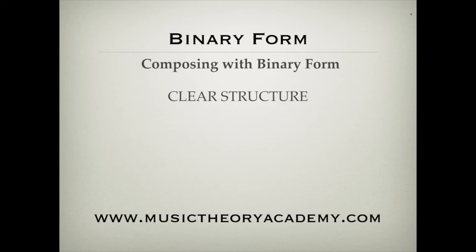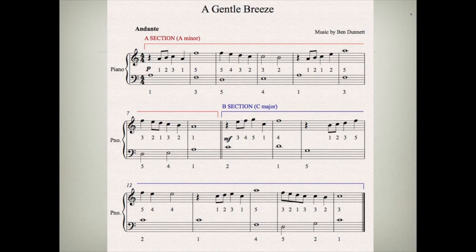So if we're going to compose using a binary form, what do we need? You need a clear structure. Okay, you need this A-B structure. You need some contrast between your A section and your B section. Ideally, can you put it in a different key, either to the dominant or to the relative minor?